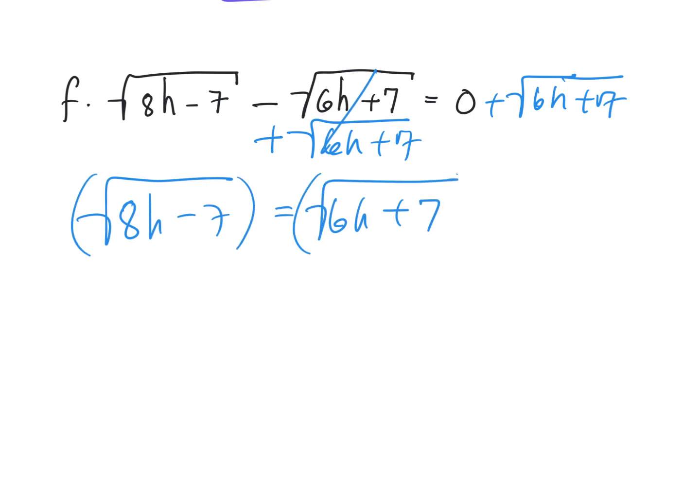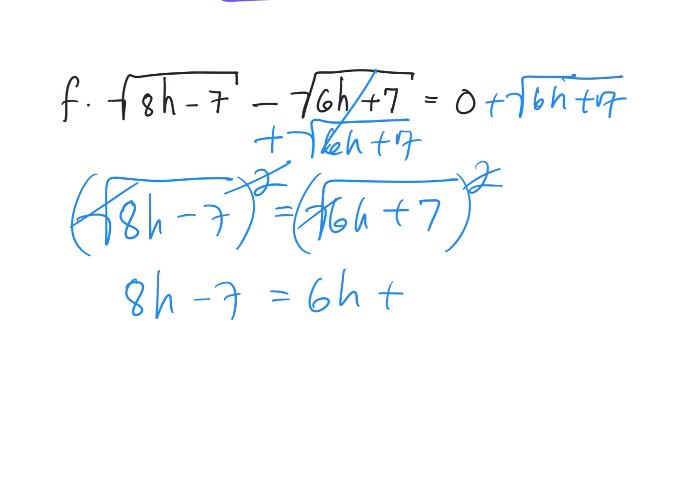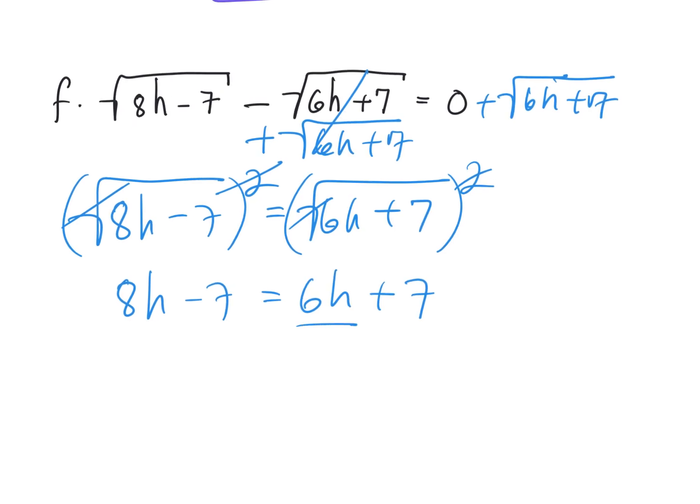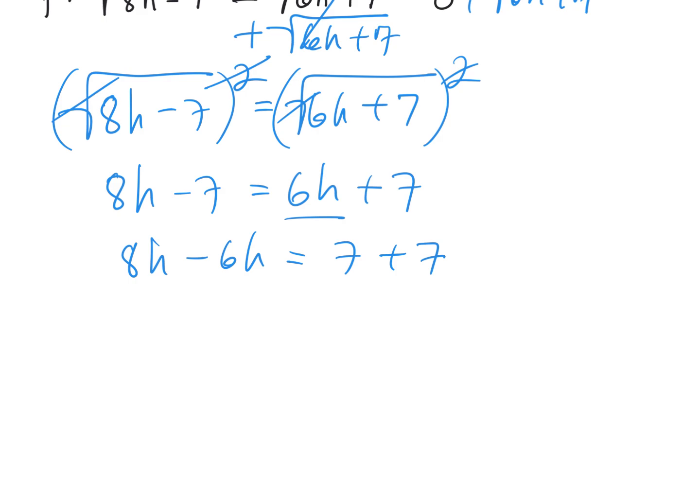Raising both sides to the square, that's going to give you 8h minus 7 is equal to 6h plus 7. Transposing it, that's going to give you 8h minus 6h is equal to 7 plus 7. 8 minus 6 is going to give you 2h is equal to 14. Therefore, h is equal to 7.